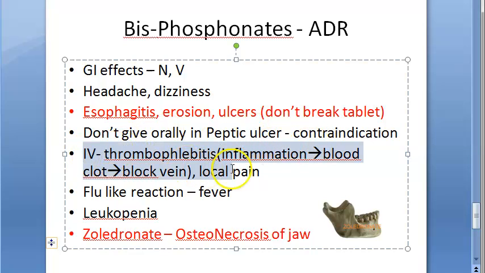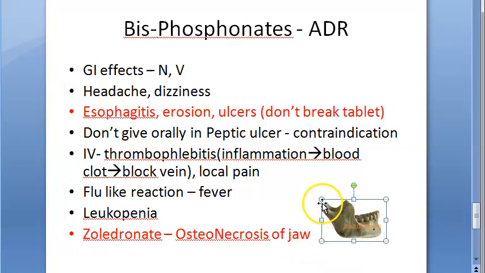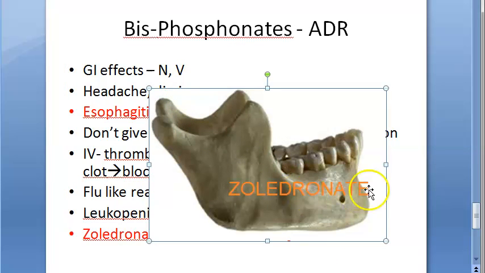Then if you're giving IV, there can be thrombophlebitis, local pain, etc. A flu-like reaction can happen. There can be leukopenia, and Zoledronate causes osteonecrosis of the jaw. So this is the photo that you should not forget. Zoledronate can cause osteonecrosis of the jaw.